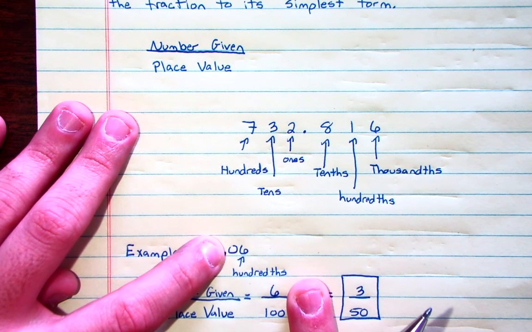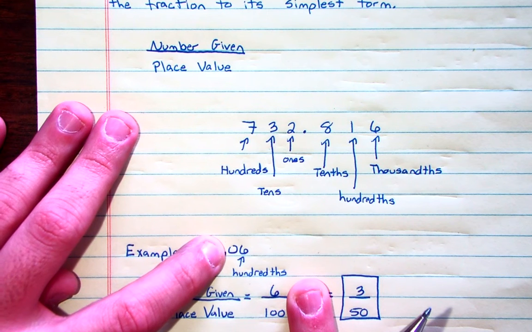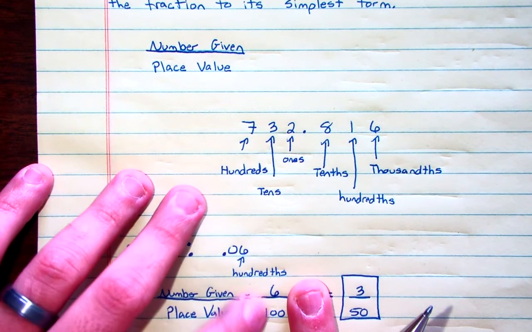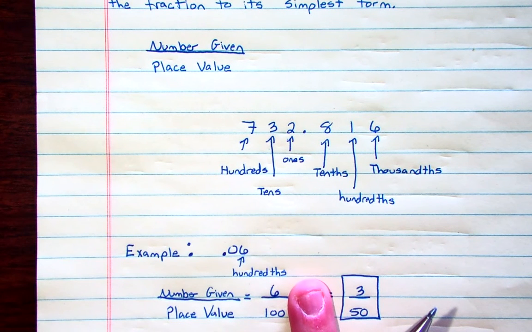Now 6 over 100 can be simplified. 6 and 100 are both even numbers. So that means they are both divisible by 2. 6 divided by 2 gave me 3. Half of $1 is 50 cents. 3 over 50 cannot be simplified any lower. That's it.